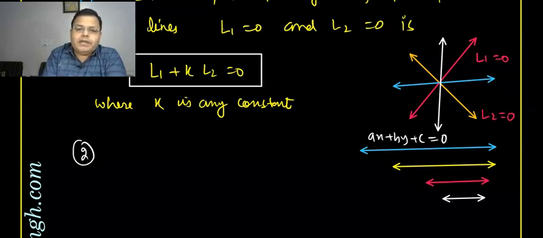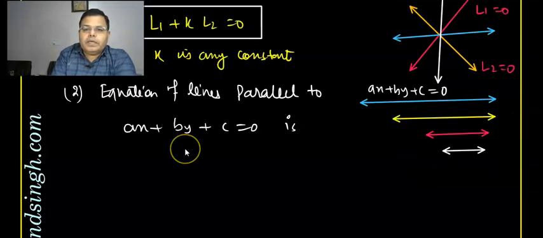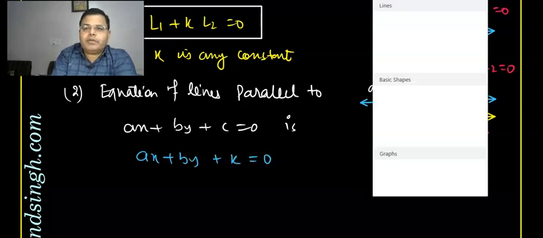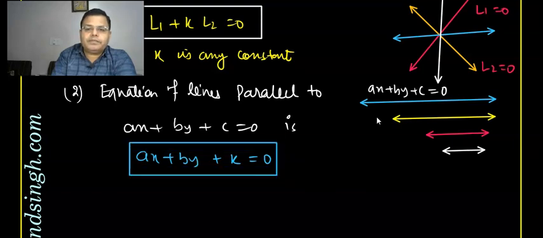So the second point is that the equation of lines parallel to ax + by + c = 0 is ax + by + k = 0. Remember this one also, this is also very important. Only the constant will change, nothing else will change. Only the constant will change, but nothing else.